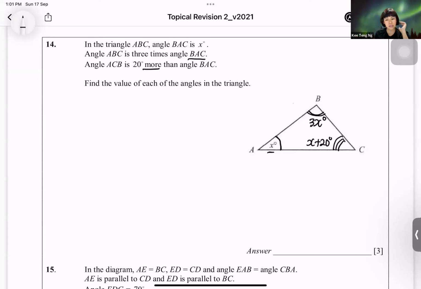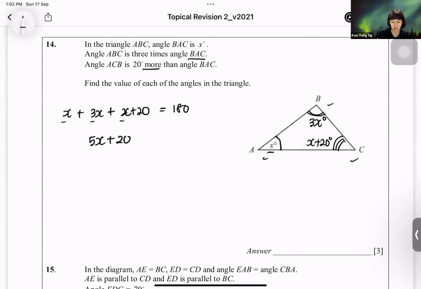But firstly, what's the concept that links these three angles together? 1, 2, 3, these angles will add up to how much? 180, am I right? So in this case, we have to form an equation. This question never specifically says that you must form an equation. But we do know that the concept is, I take the first angle, the second angle, and the third angle equals 180 degrees. Let's simplify. 1, 2, 3, 4, 5. So 5x plus 20 is 180 degrees.